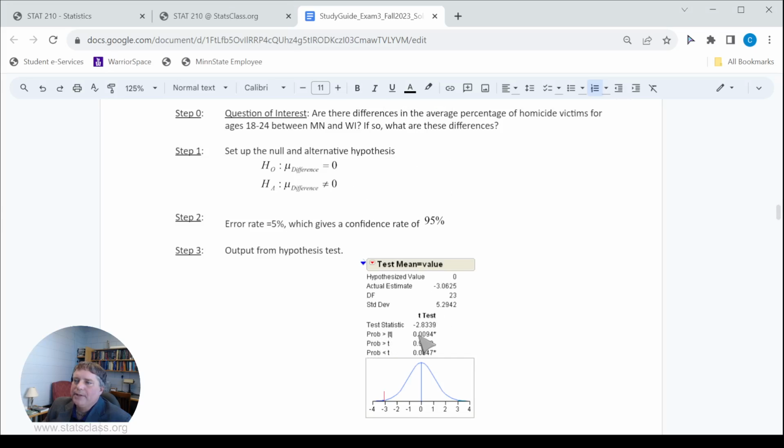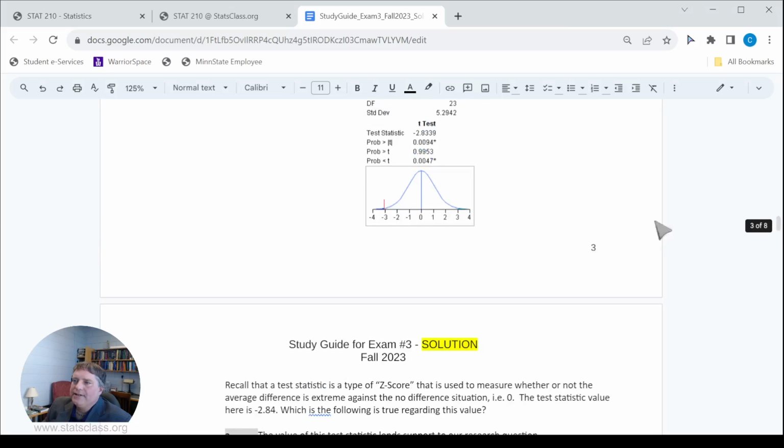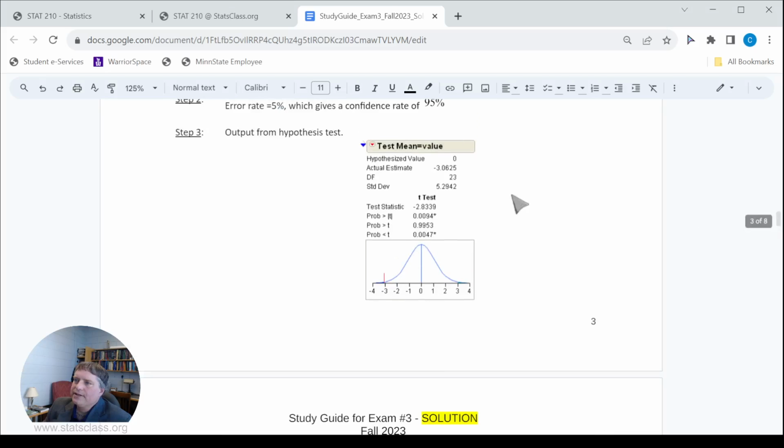So I'm going to be using prob absolute t here. So definitely 0.0094 is going to be my p-value because I'm just looking for differences here. Testing against 0, testing no difference. My test statistic is, this here is my observed difference. So what is that? Negative 3.06 is where that's sitting. That looks like it's an outlier.